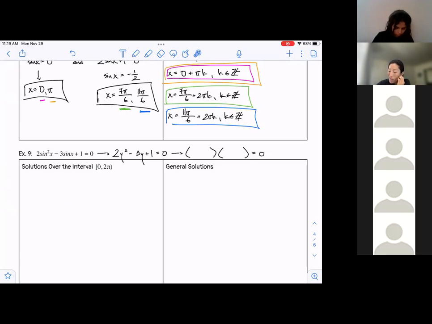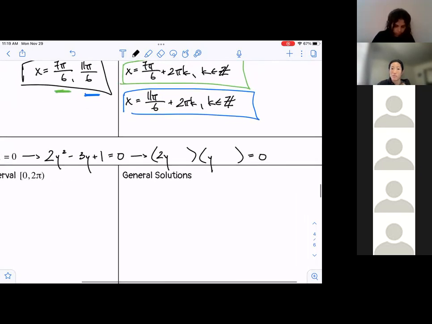Now there's a lot of different ways to factor, but I like to start with the first term. If I have a 2y squared, I know I have to have a 2y and a y. Those are my only options for the first terms in my binomials. But I also know that the outer terms and the inner terms have to add or subtract to make negative 3.